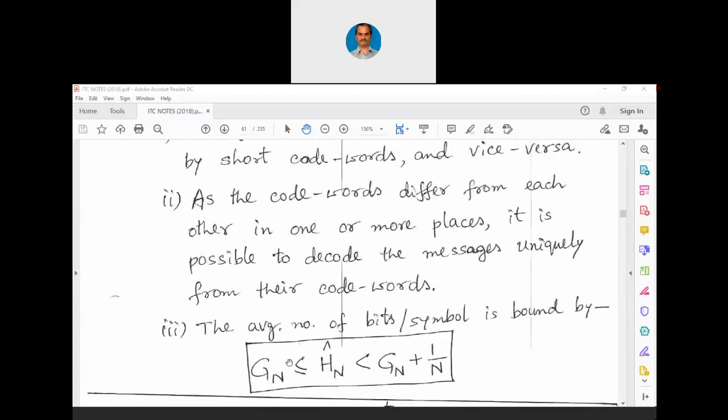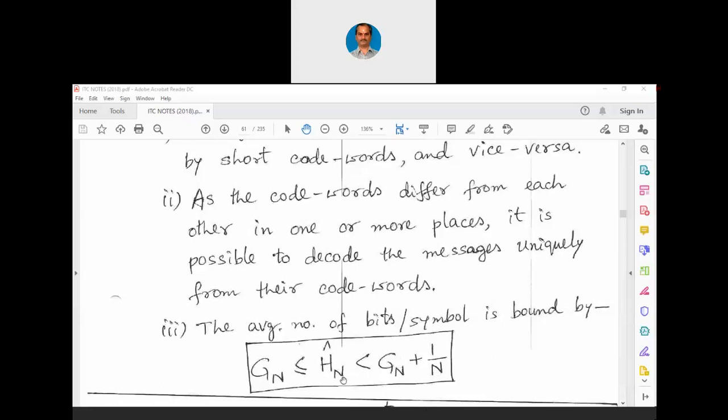Now the third one, there is a property here. The average number of bits per symbol, which we had calculated yesterday, and we had given the notation as H_N cap. Now this has a property that it is in between G_N and G_N plus 1 by n. This is a peculiar property of this information theory's concepts.